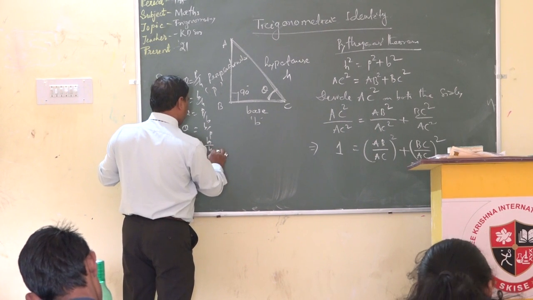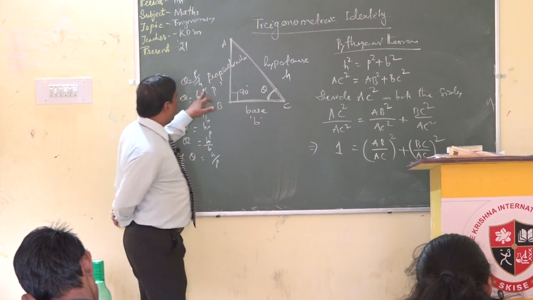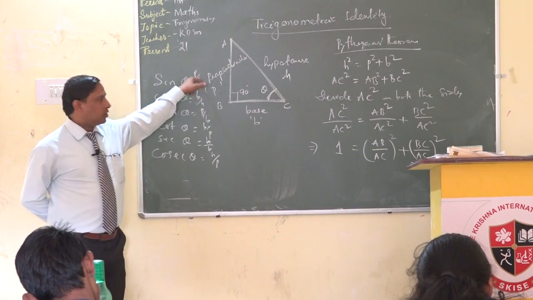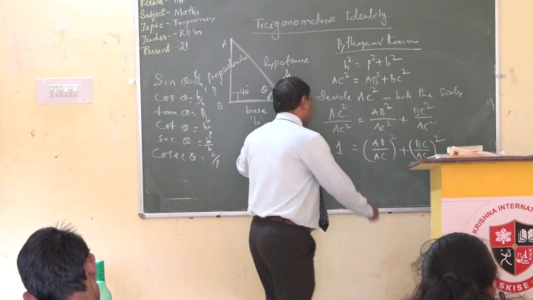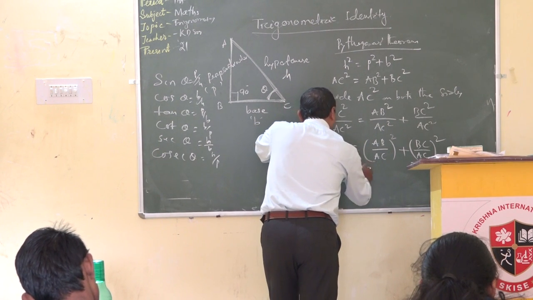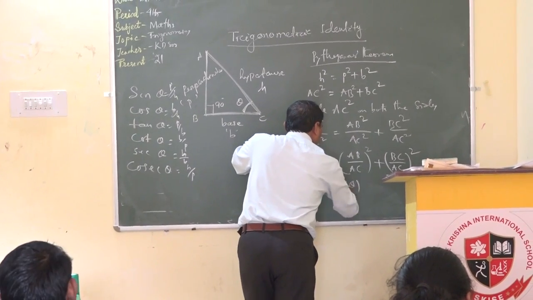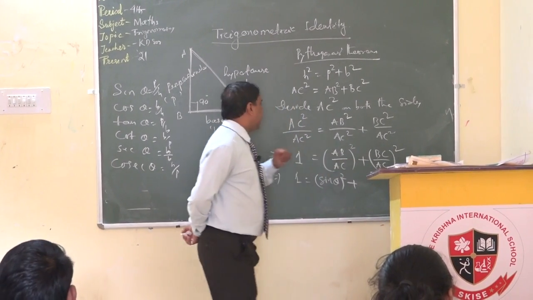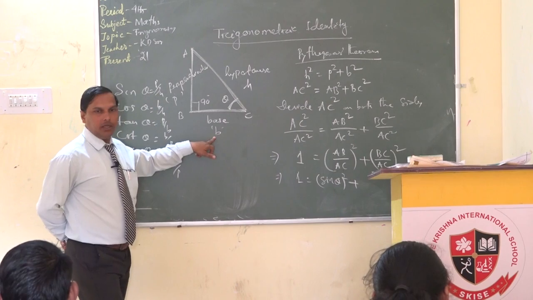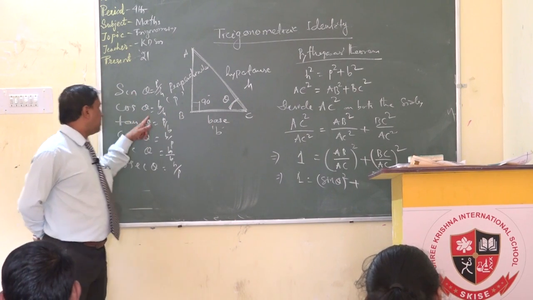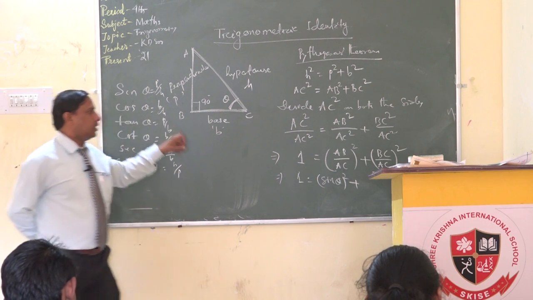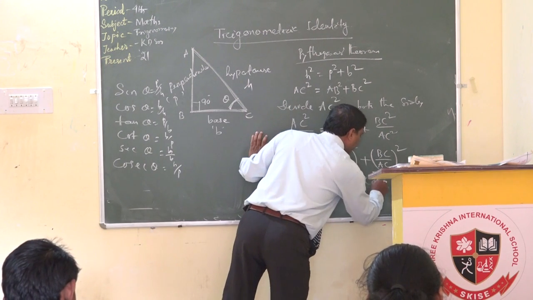You can write this one also for your reminder. So P by H means sin theta. So in place of AB by AC, I can write sin theta whole square. That implies 1 equals sin theta whole square plus BC by AC. BC is what? Base. AC is what? Hypotenuse. So B by H.